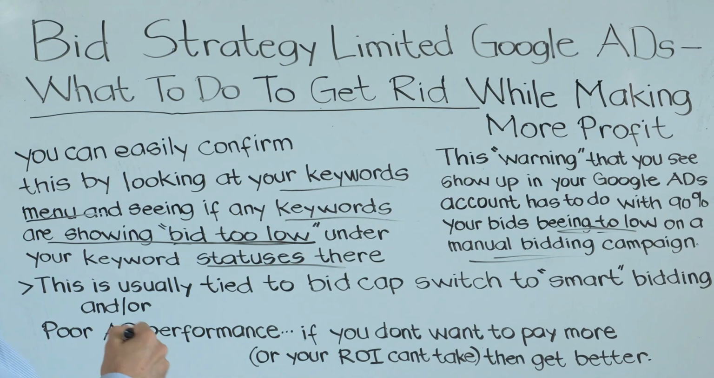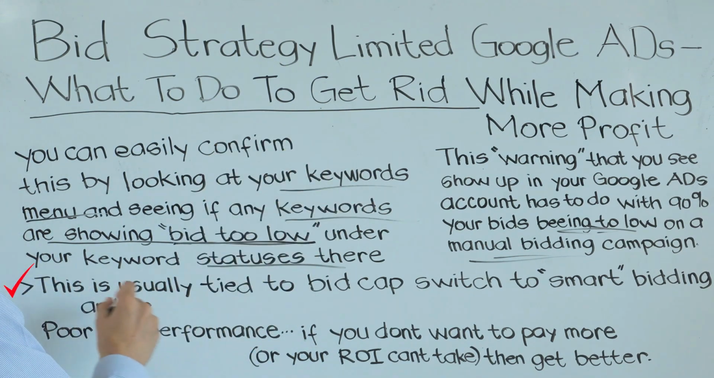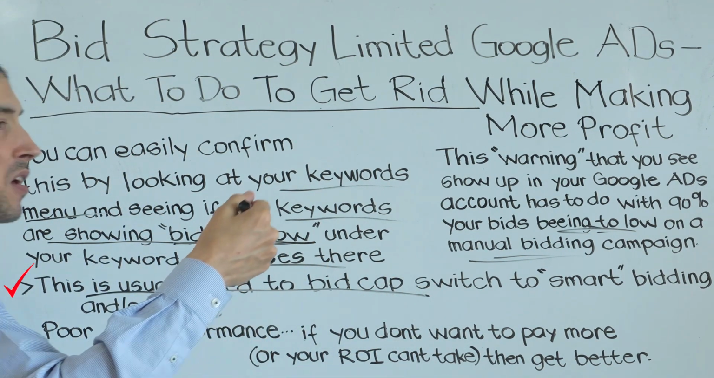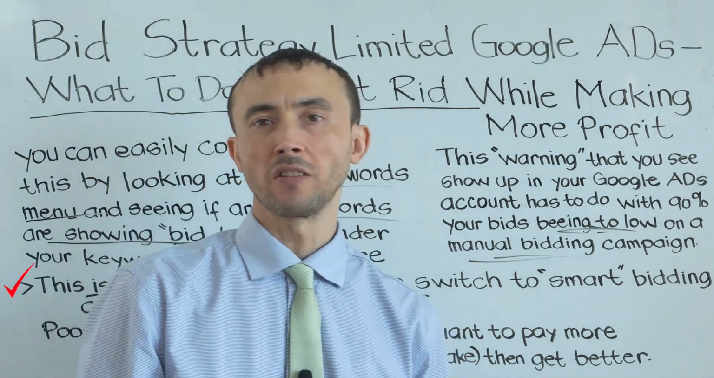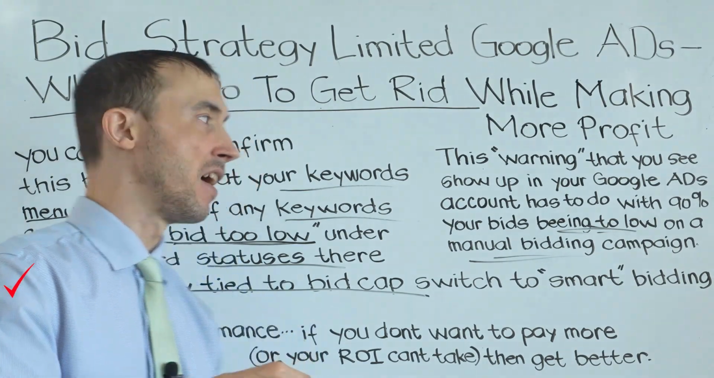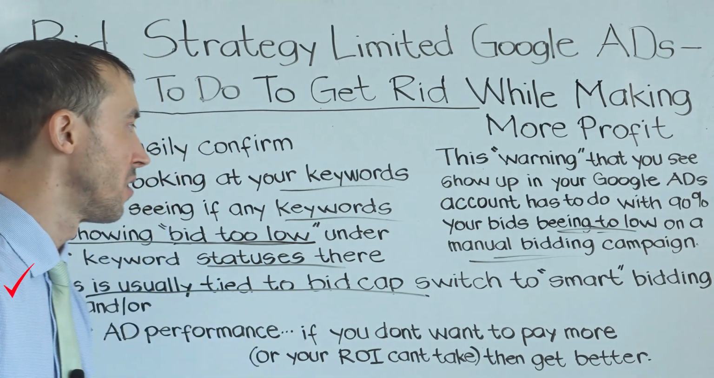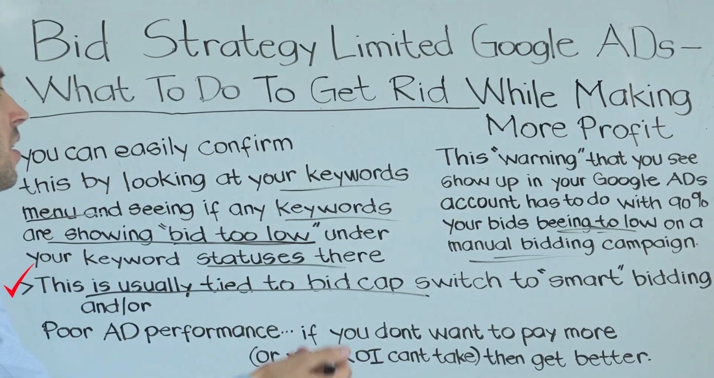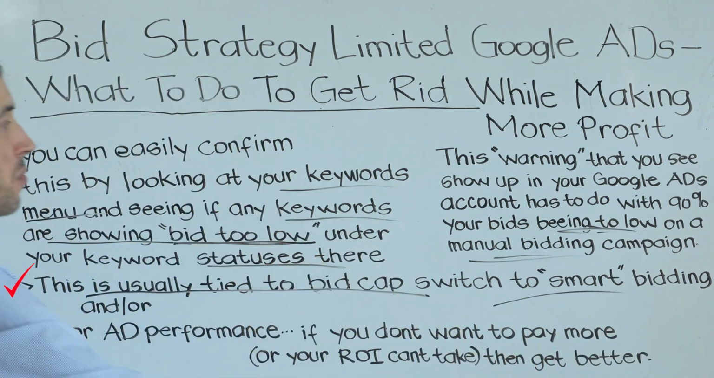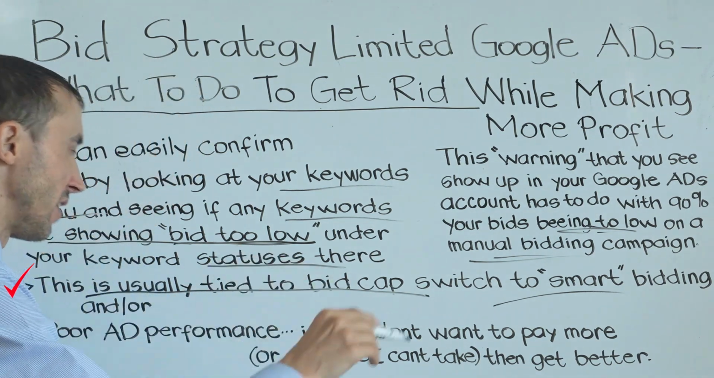That said, for the most part, if you have this bid strategy limited Google Ads warning in your account, it's usually tied to the bid cap that you have on your manual bidding campaign. That is, you put a cap, like let's say I don't want to pay more than $2 a click, and therefore a bunch of your keywords aren't going to show up on the first page. They're going to have that bid too low warning on the status column of your keyword menu in your account. And then switching to smart bidding will fix it. Or, of course, you could raise the keyword bids, but smart bidding is probably the way you should go, for the reasons I said and when I said.